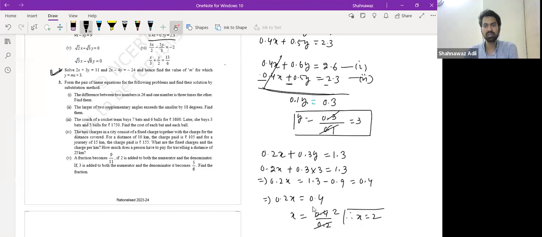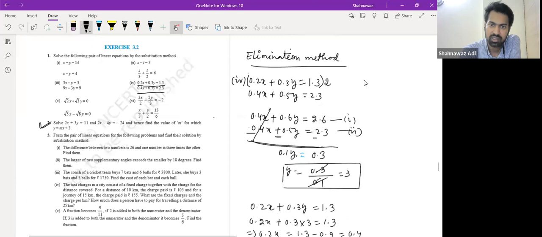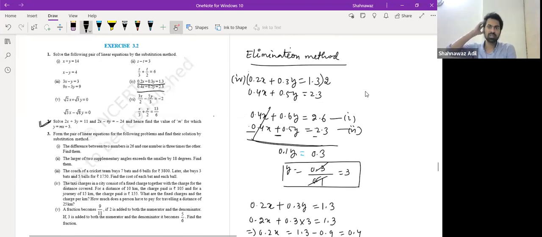So this was the elimination method. What we do is first we eliminate one coefficient, and then we put the value of the other variable in the first equation. Okay. So what was the doubt in the elimination method, Tejasvi? It got cleared. Okay. I just wanted to know how to solve it properly. Okay.